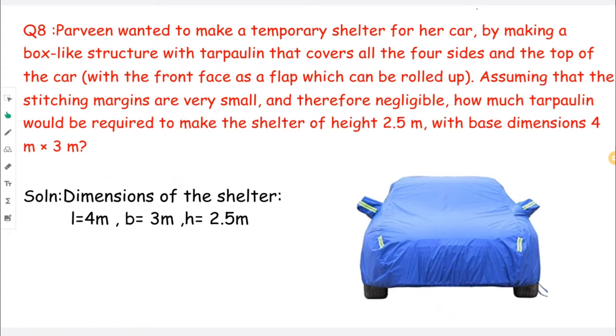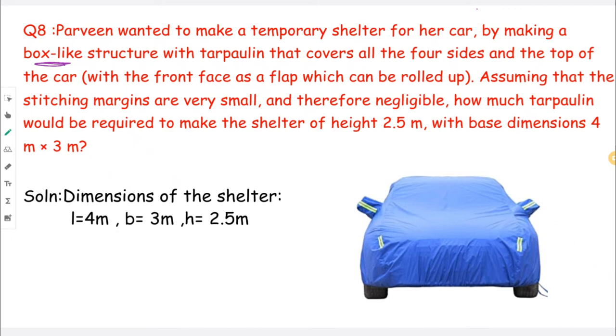If you go back to our previous question, it was 5% extra area that we needed to find, right? But here, because the stitching margin is very small, therefore it is negligible. All right, how much tarpaulin would be required? How much area would be required to make the shelter of height 2.5 meter with base dimension 4 meter into 3 meter? So once again, they said box-like structure. We don't know whether it is a cube or a cuboid.